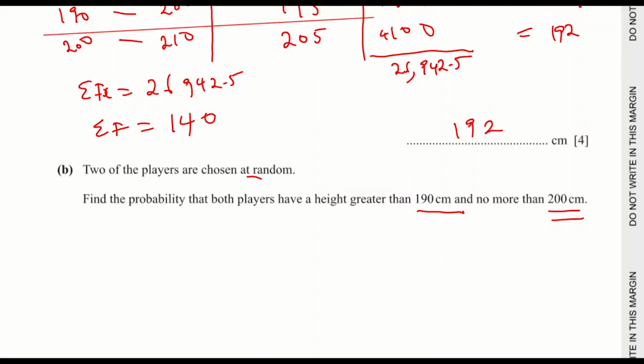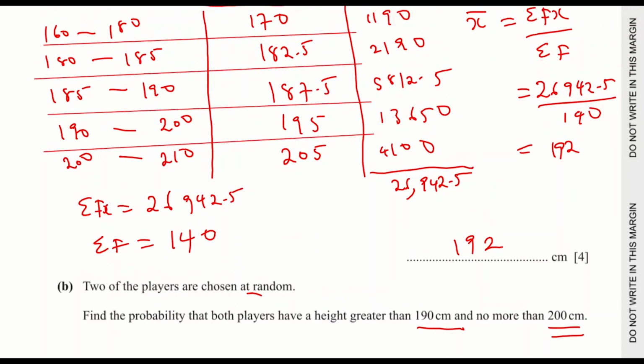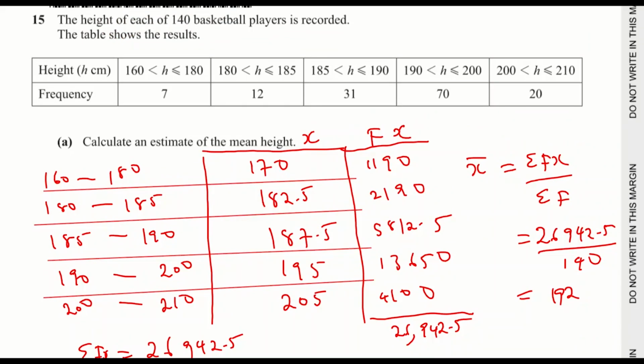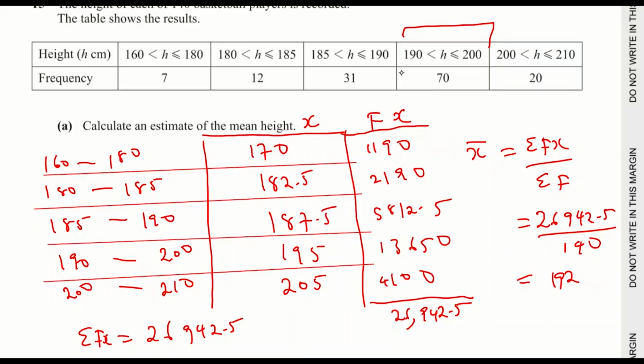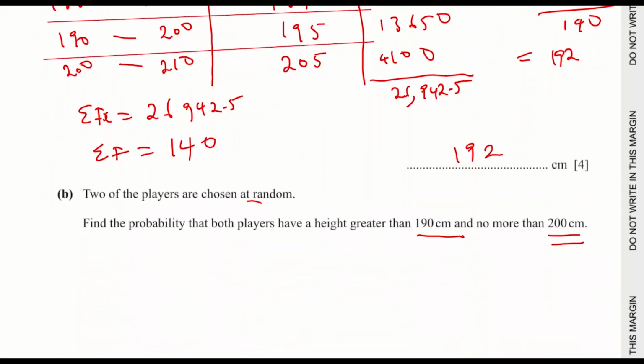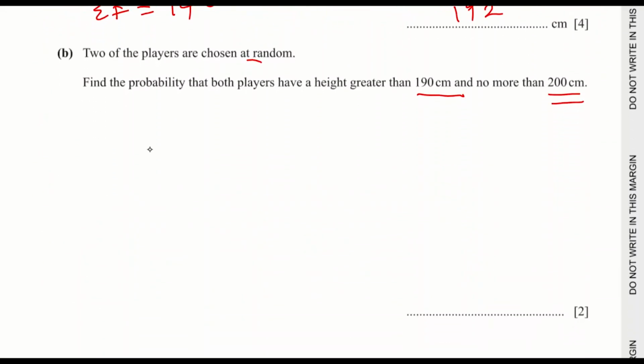So let's go to the range where we have 190 and 200. So it's here. So you are selecting from here. So the first selection and the second selection will be here. So if we select the first one, that will be 70 over 140.